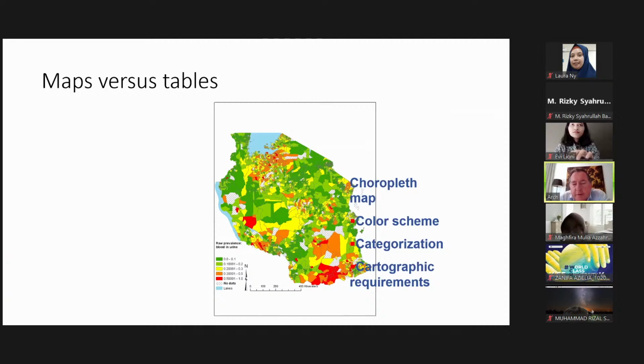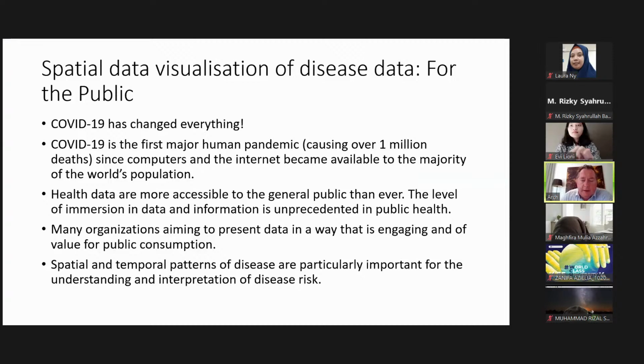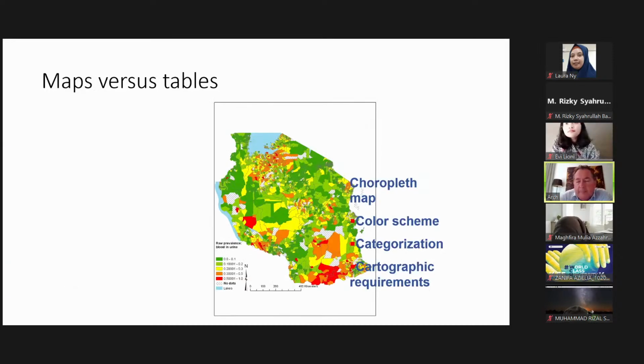But what you want is to have a color scale that has good contrast and enables you to identify clearly areas of the map that are of relevance to you. The second C is categorization, and I'm going to come to that later in the talk.